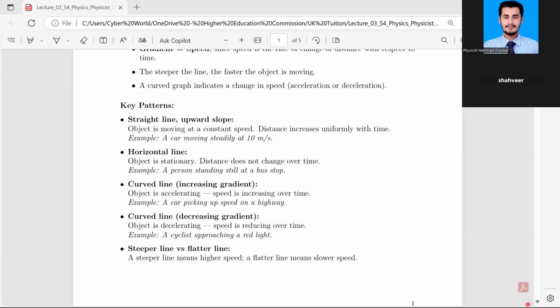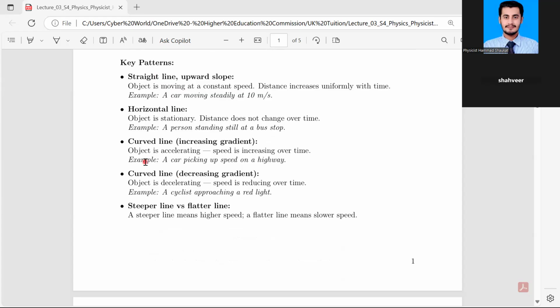Okay, so if your graph has horizontal lines, then you can say your object is stationary. It means your object is not moving. Like, if a person is waiting for a bus at the bus stand, that person is just standing, not moving. So if a person is just stationary, the graph illustrates a horizontal line for them.